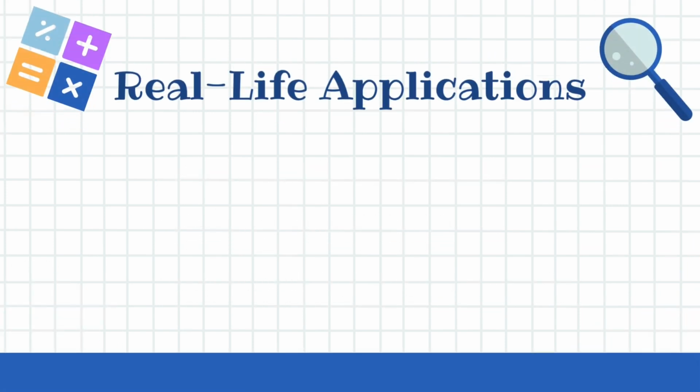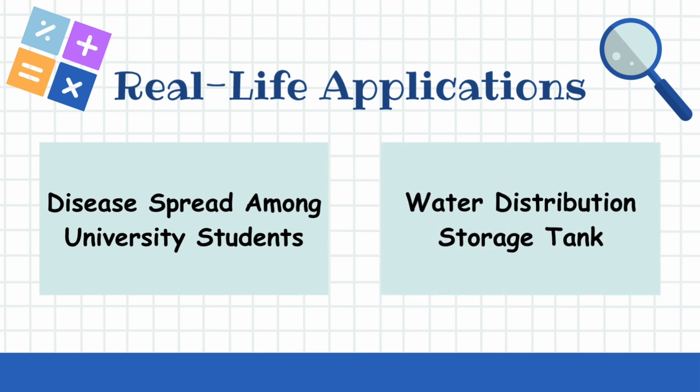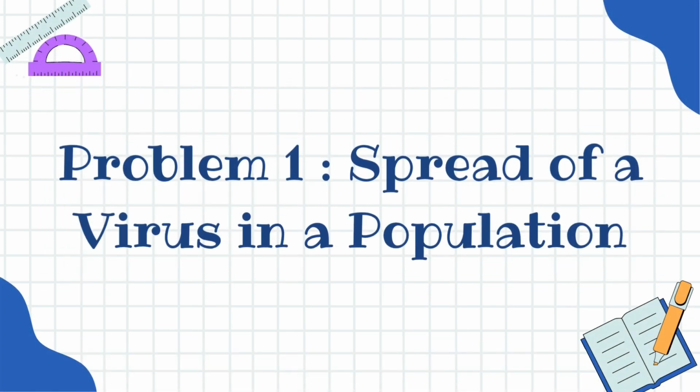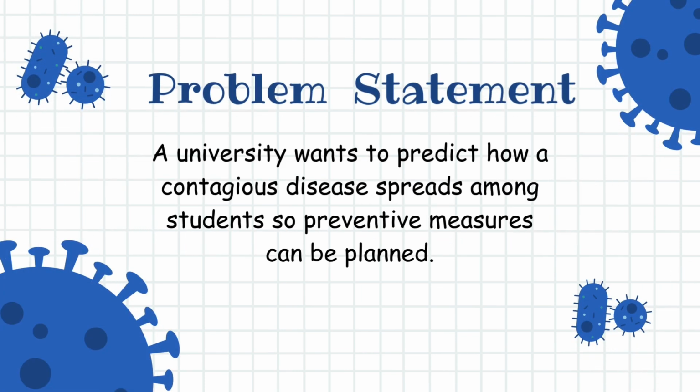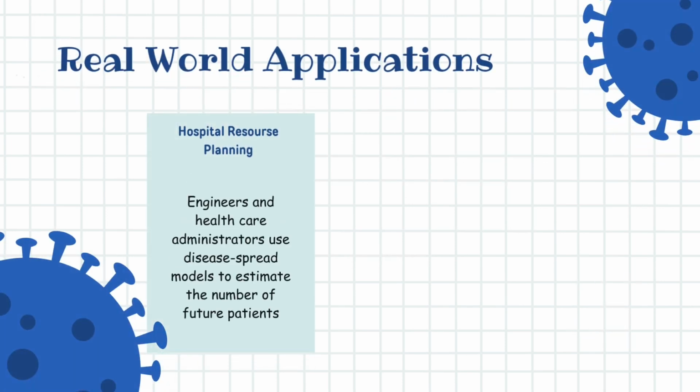There are two real-life applications. The first is disease spread among university students, and the second is water distribution storage tank. For problem 1, spread of a virus in a population. For the problem statement, a university wants to predict how a contagious disease spreads among students, so preventive measures can be planned. For real-world applications, first, hospital resources planning.